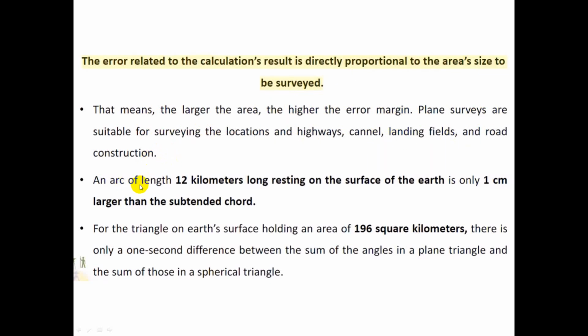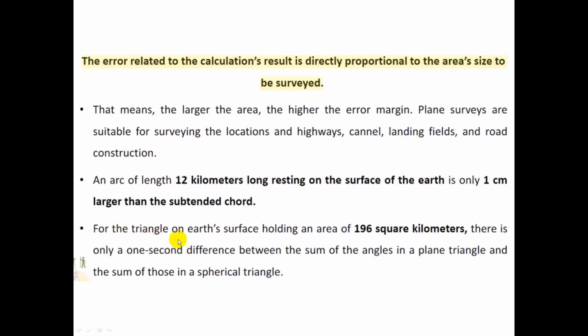So an arc length 12 kilometers long resting on the surface of the Earth is only 1 cm larger than the subtended chord. Okay, so kung nakay line nga 12 kilometers horizontally, ang length niya kung naka-curve na siya is 1 cm larger. So kung 12 kilometers, 1 cm pa yung error. Pero magtikadako ning imong distance, magtikadako sa ning imong error nga 1 cm. So dili ra ni siya nga 1 cm.